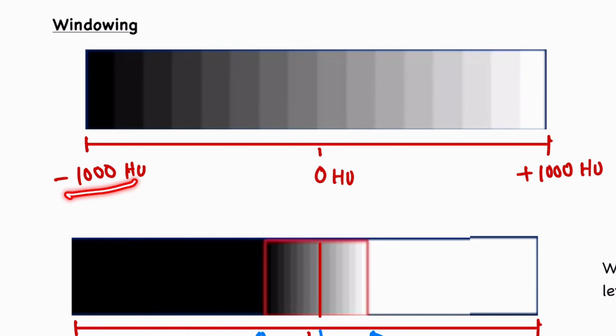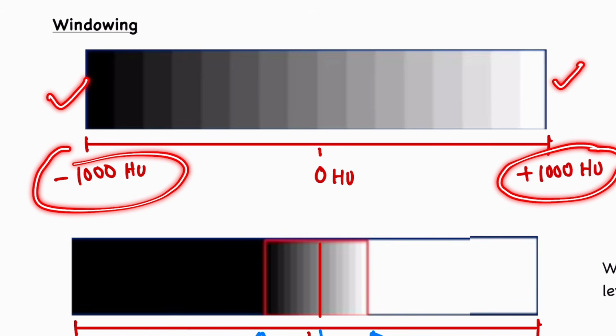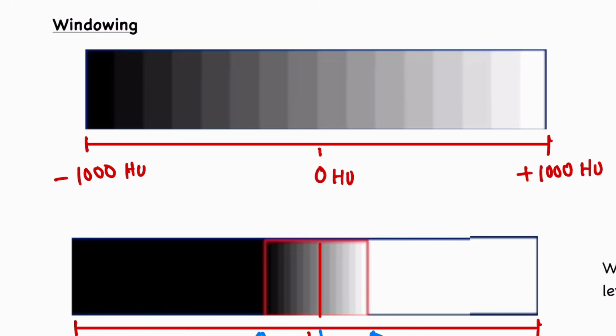This is minus 1000 to plus 1000. Now, if I extrapolate all the possible shades of gray between these two zones, this is what I get. Minus 1000 is the darkest, and plus 1000 is the brightest, or white. I have already said that soft tissue is around plus 50 Hounsfield unit.